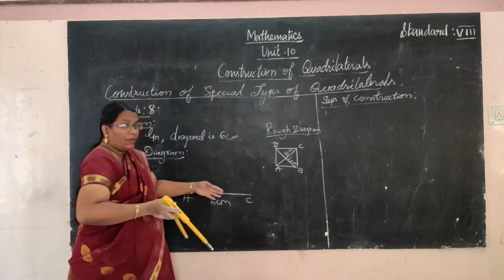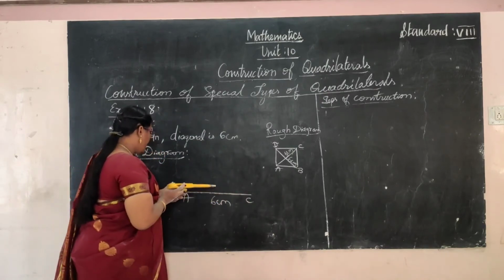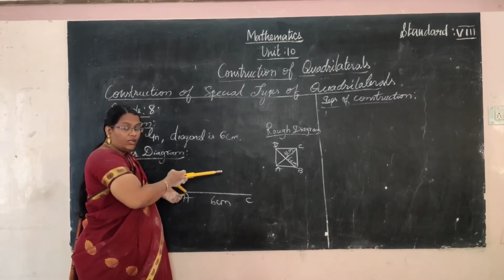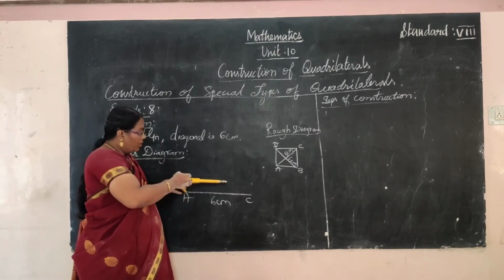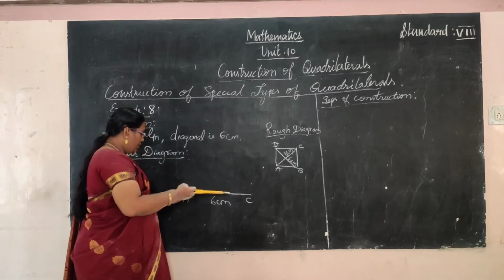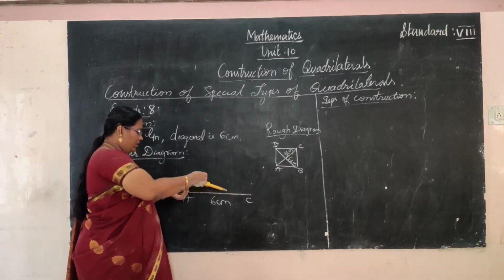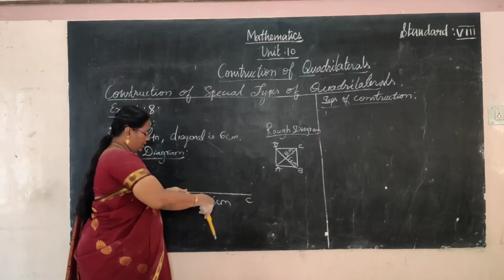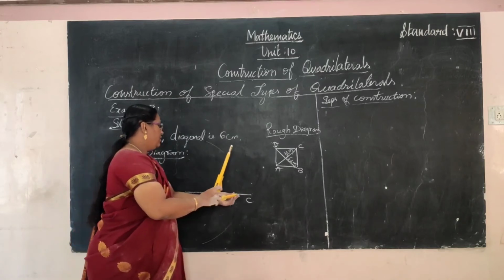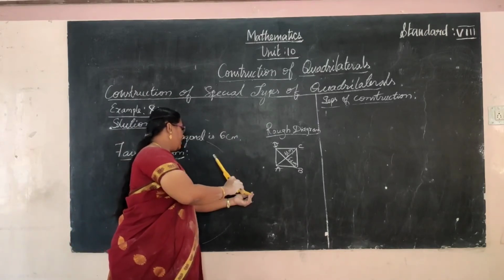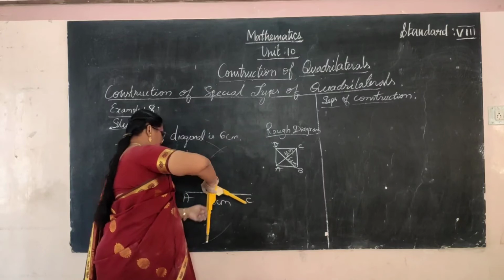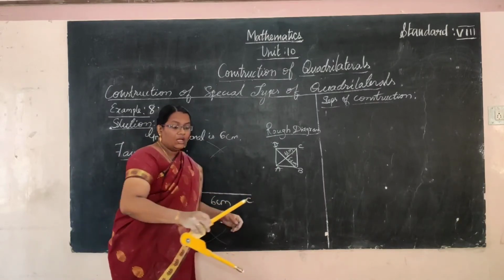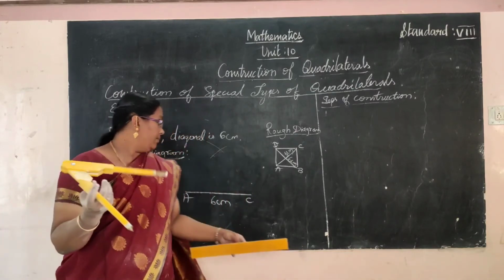So how can you draw the perpendicular bisector of AC? More than half of the line segment. So we come with center A, more than half. Draw the arcs with center A and the same measurement with C. Draw the arc. Now join the line.